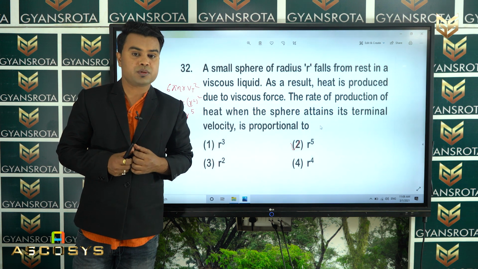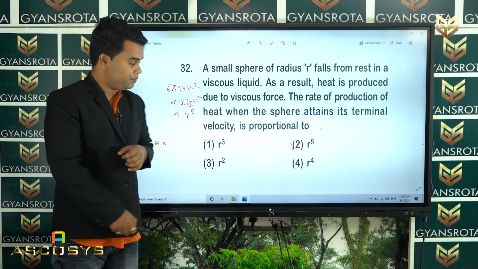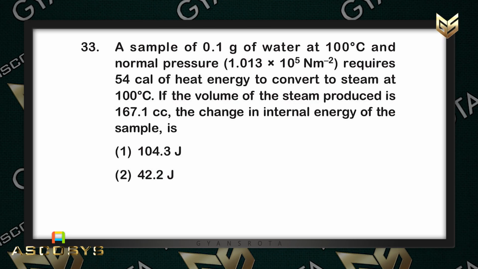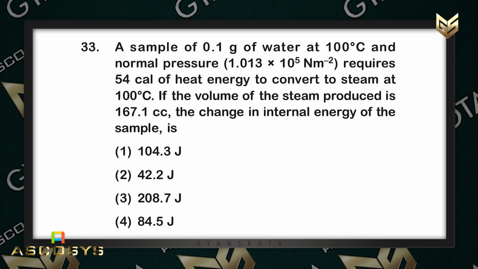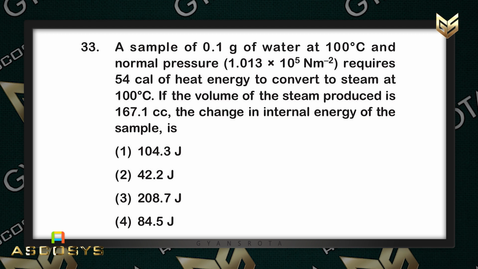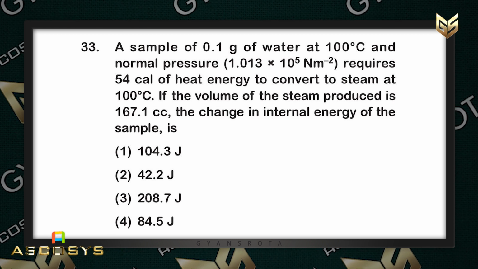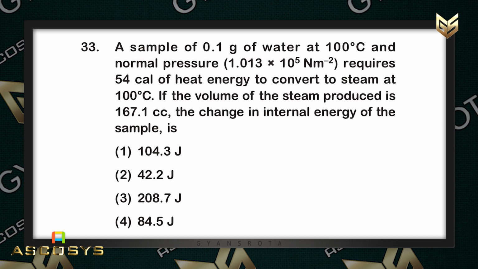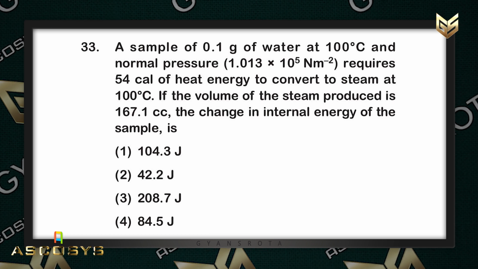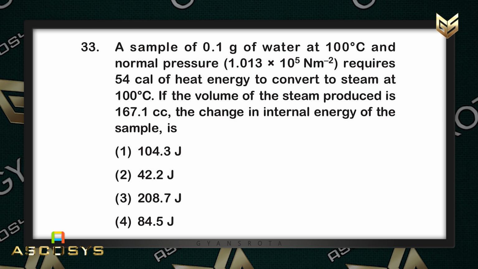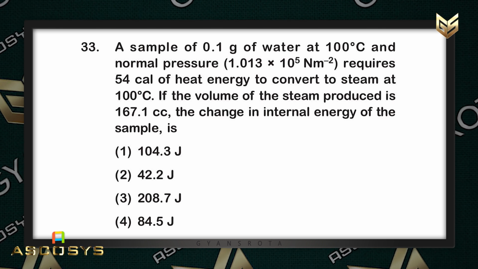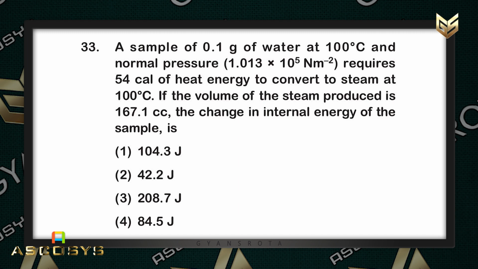Now let us move to the next question, that is question number 33. A sample of 0.1 gram of water at 100 degrees Celsius and normal pressure requires 54 calories of heat energy to convert to steam at 100 degrees Celsius. If the volume of the steam produced is 167.1 cc, the change in internal energy of the sample is how much?